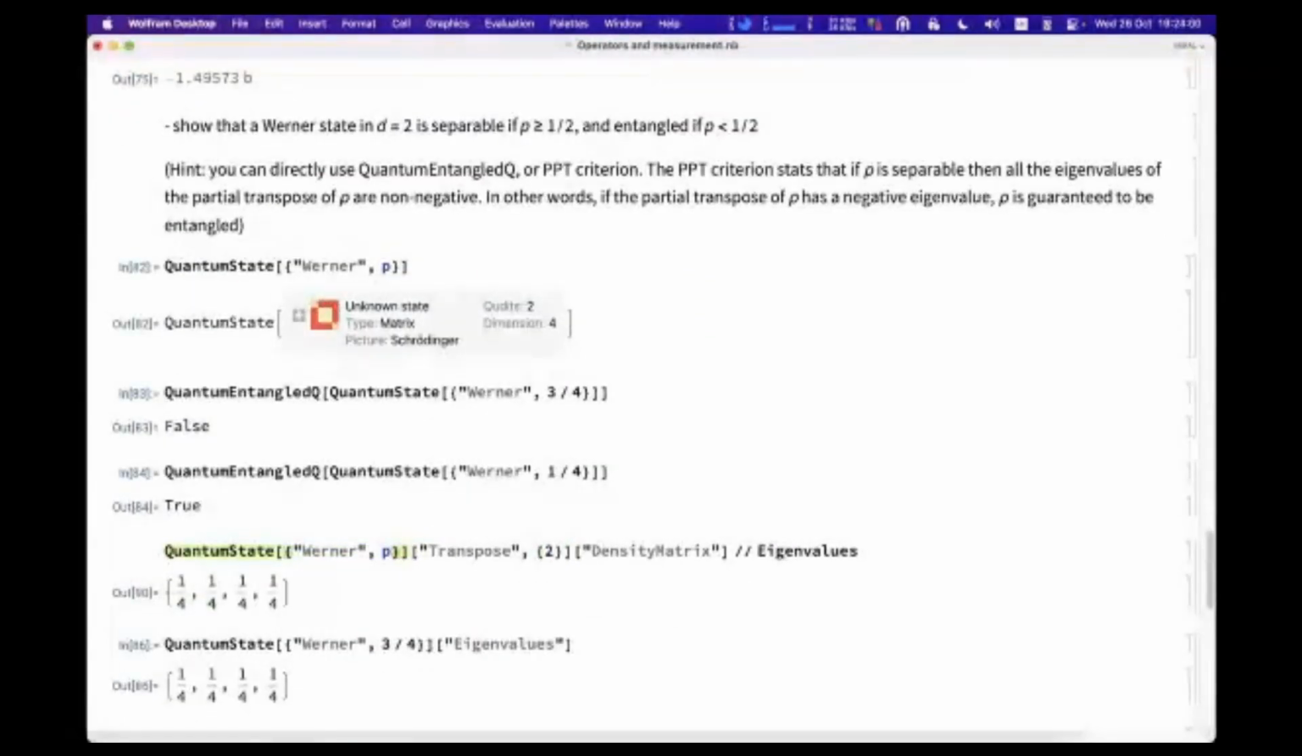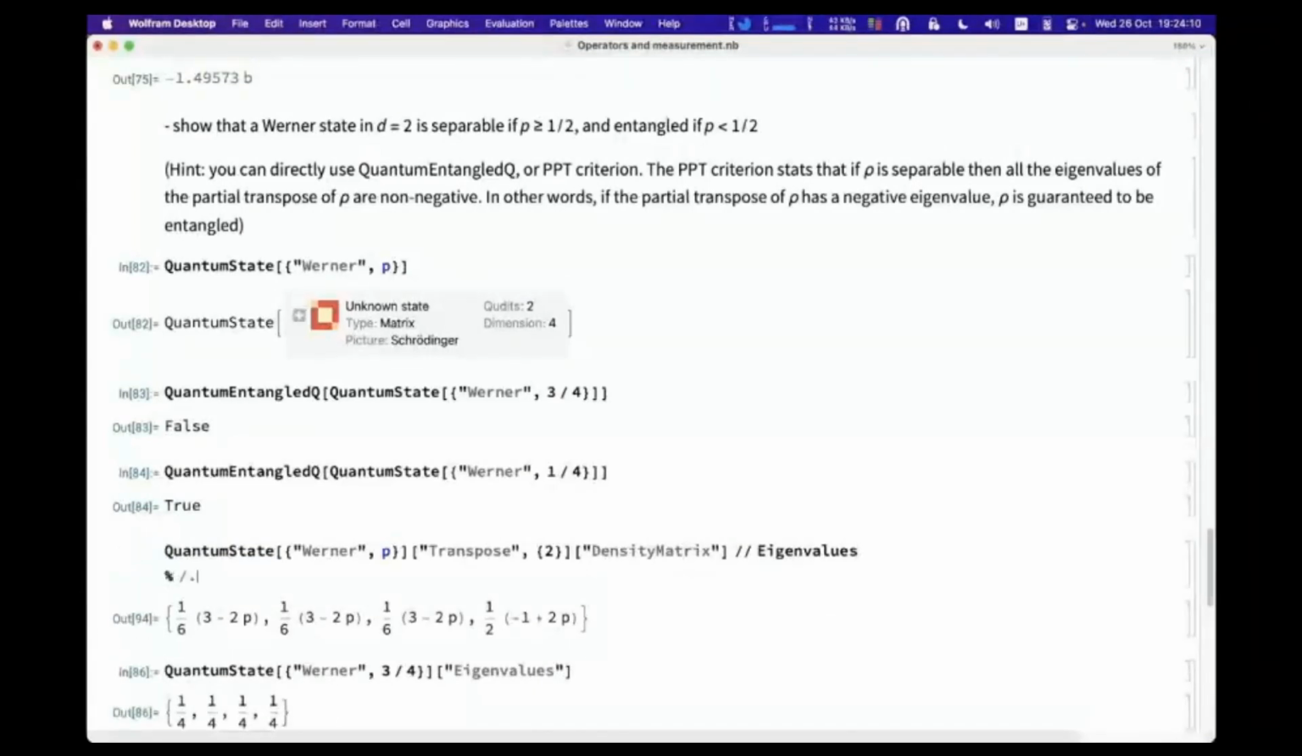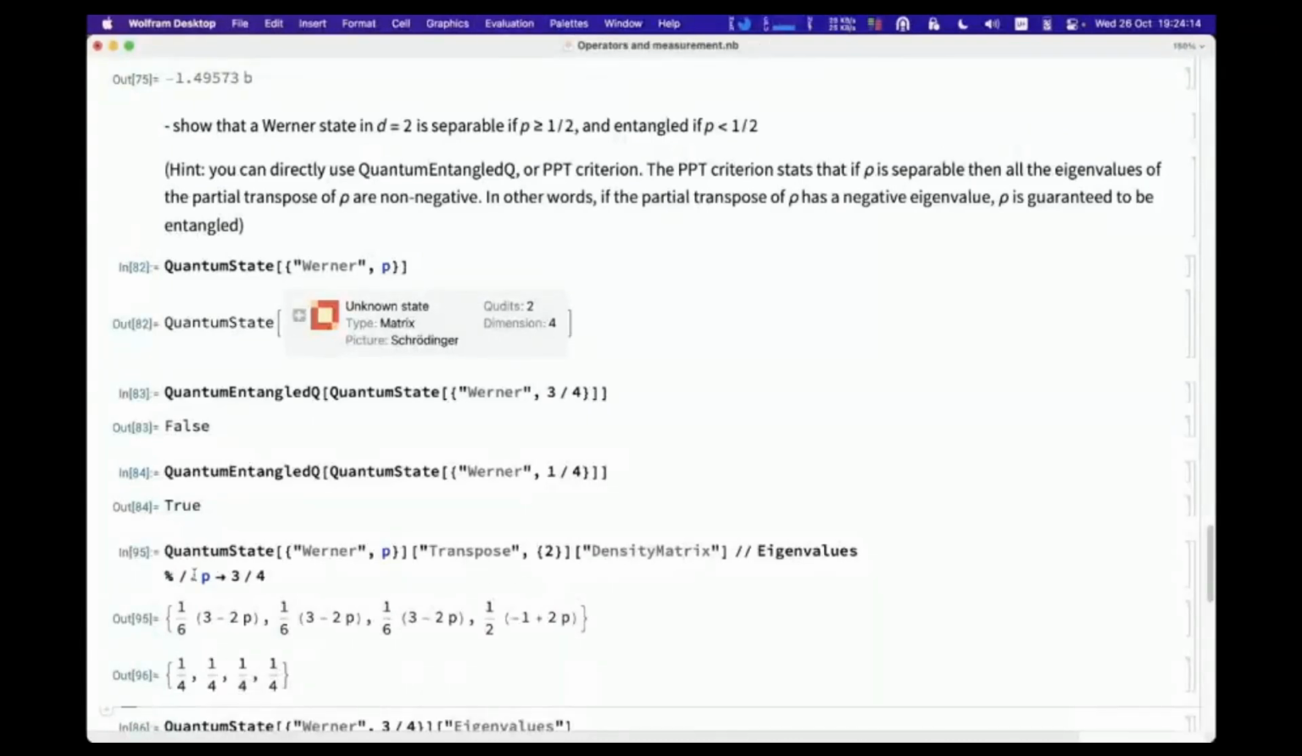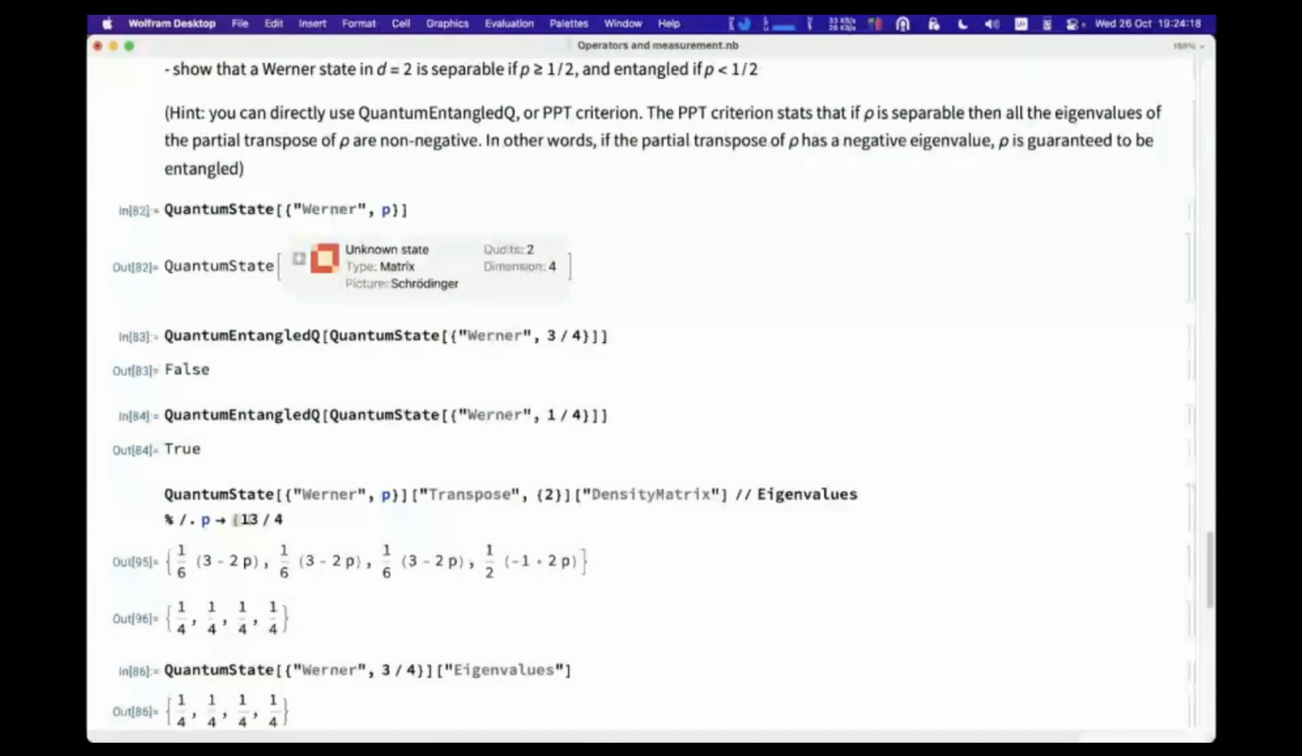If we cannot reproduce it with P, it means... Okay, we are doing the partial transpose. We are looking at the density matrix. Now all of them are positive. Okay, so that's just a bug that we will take care of.